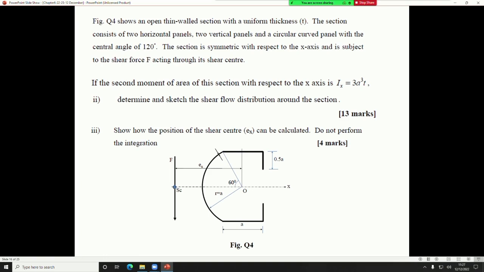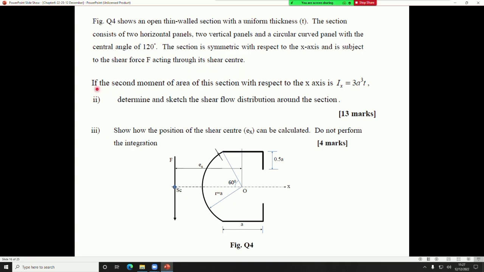So in this one, we have an open thin wall section, which has a uniform thickness. Just read the description, whether the thickness is uniform or not uniform. So at the moment, the thickness is uniform. And it consists of two horizontal panels, two vertical panels, and a circular curved panel. And the central angle of this curved panel is 120 degrees. The section is symmetric with respect to the x-axis, and is subject to shear force F acting through its shear center.